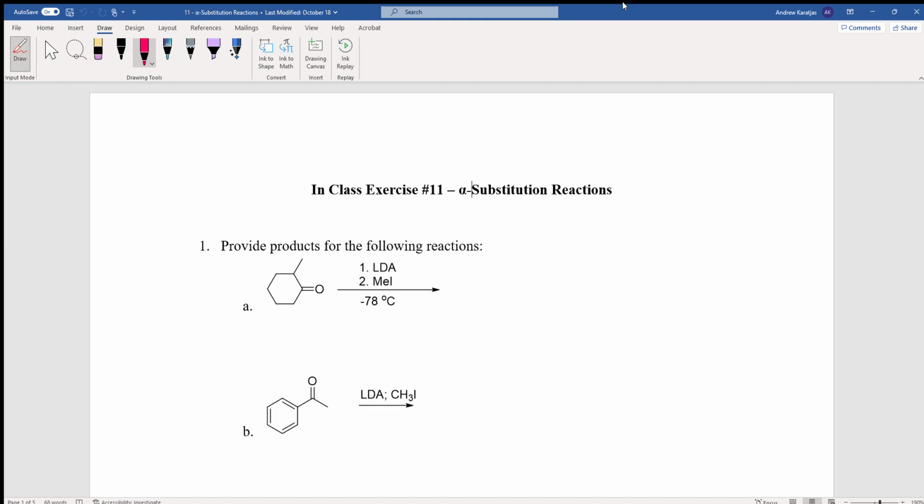And that's what we see immediately in part A. We have LDA, a strong base, generally irreversible, and we have low temperature. Those are both conditions that favor the substitution occurring at the less substituted carbon. So our electrophile here, which is a methyl group, will end up on the less substituted carbon.